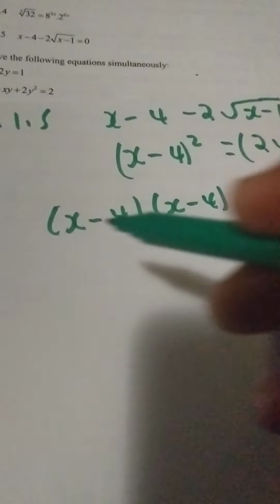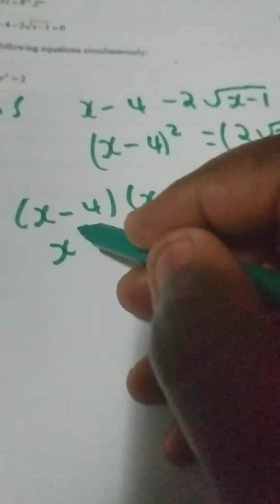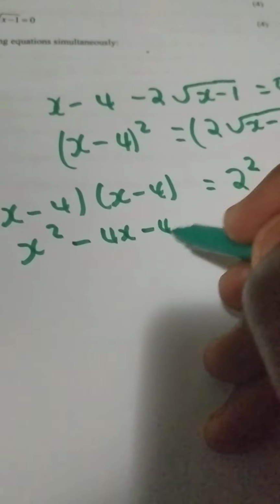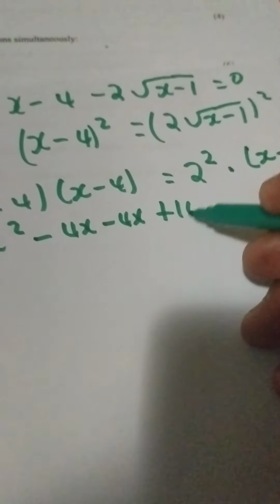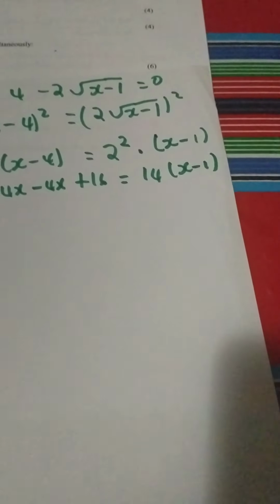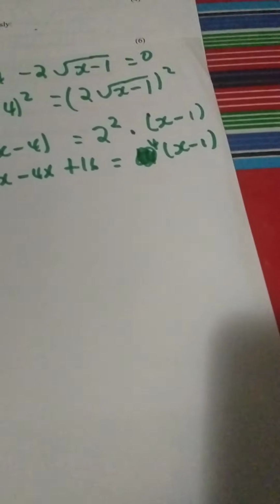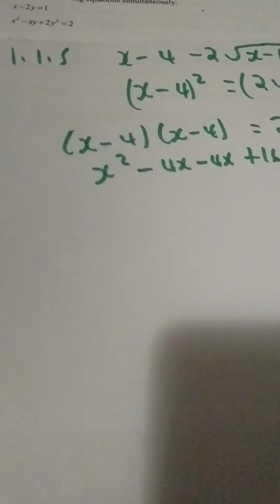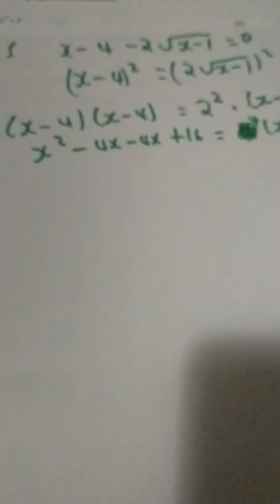So now that I've done that, this will be x times x squared minus 4x minus 4x plus 16. 2 squared, that's 4. Bracket, it's x minus 1. Just simplify. 2 to the power of 2 is 4. I don't know why I'm saying 14. Whew. That's why you must be careful in the exam, guys. You must always check whatever you are writing.